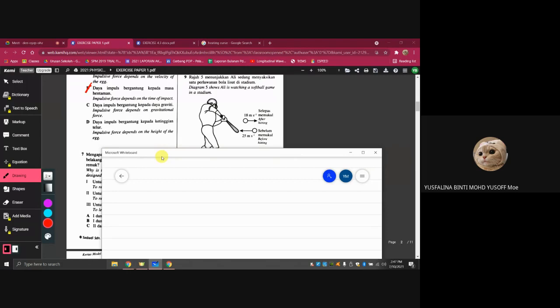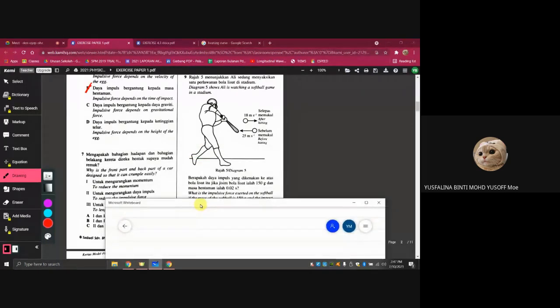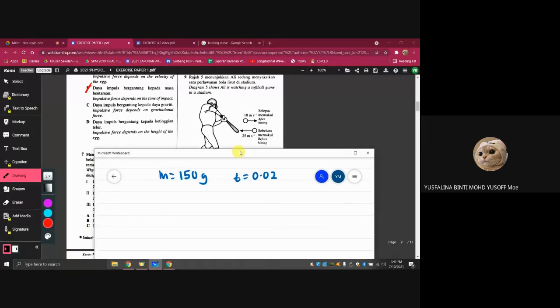So we take out the info first. What does it give here? It says the mass is 150 gram. Okay. And the time is 0.02. Okay. What is the U and what is the V? Okay. U is the initial velocity. So it says, okay, this is the U.